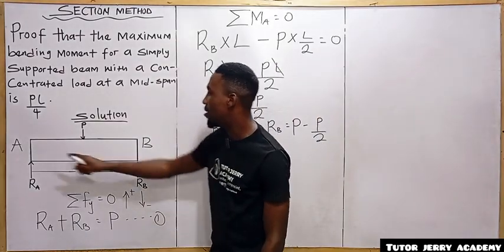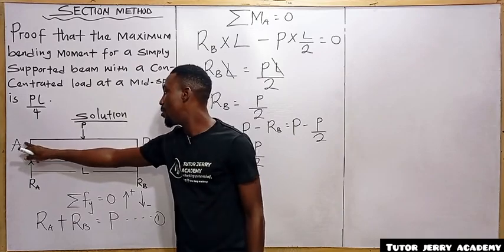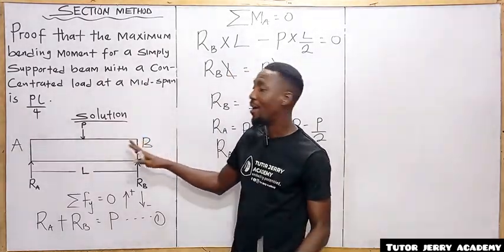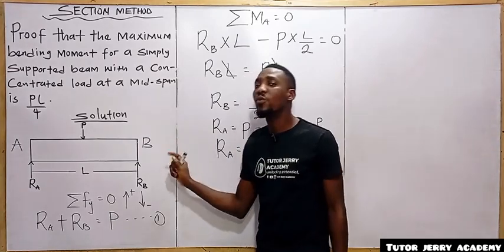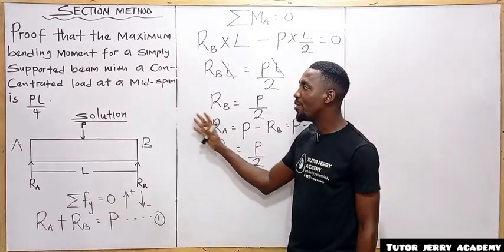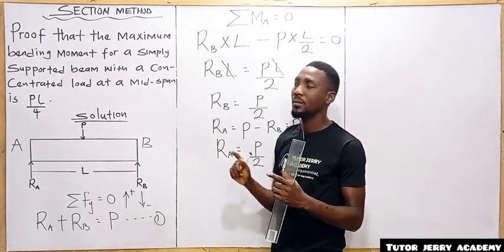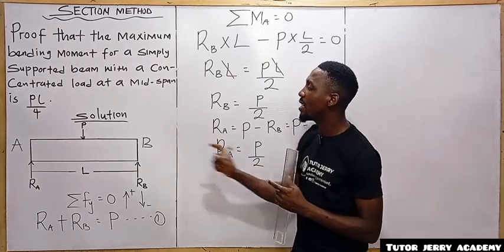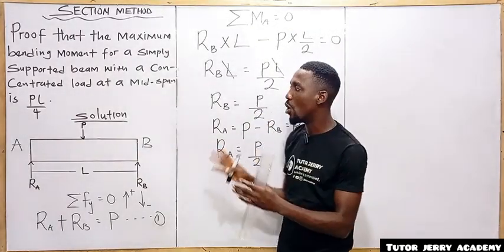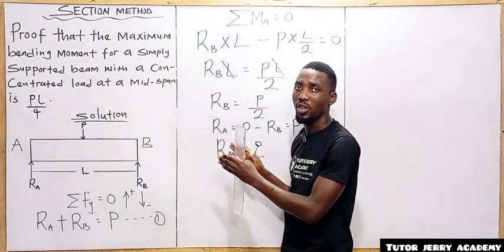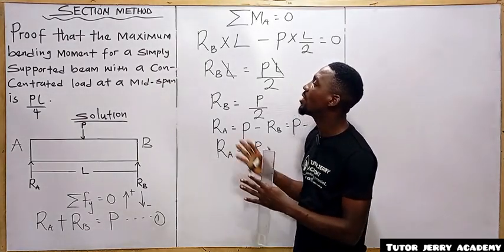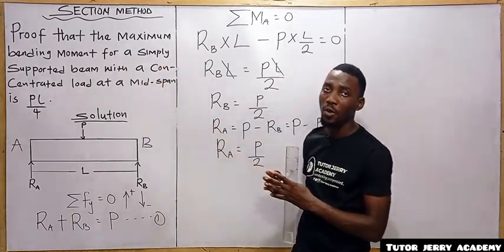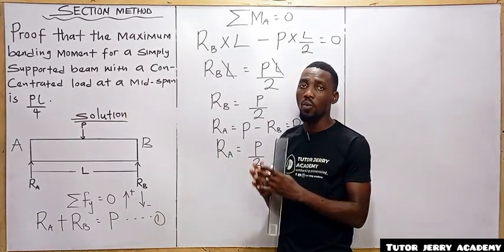Now, this is a simple supported beam. You can see from this point to this point, we only have a point load. From this point to this point, we don't have any load. This question says we should sketch the shear force diagram and the bending moment diagram. We would be sectioning this beam in two places to do that. But since the question is just telling us to show that the maximum bending moment is PL all over 4, we only need to section this beam at one point.